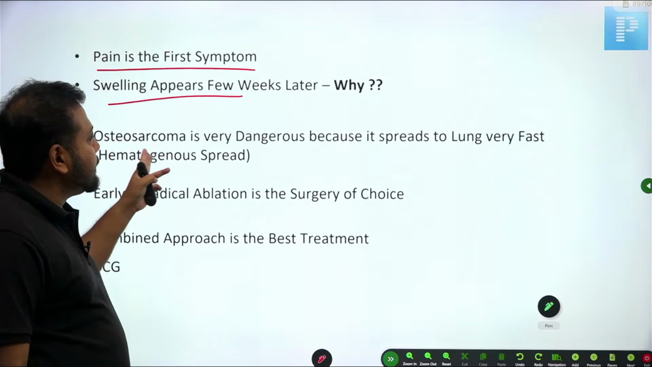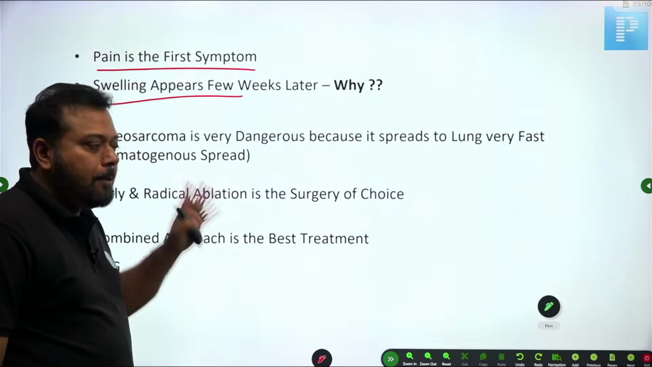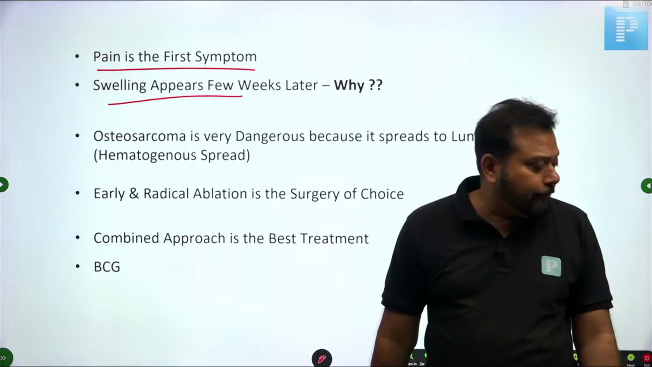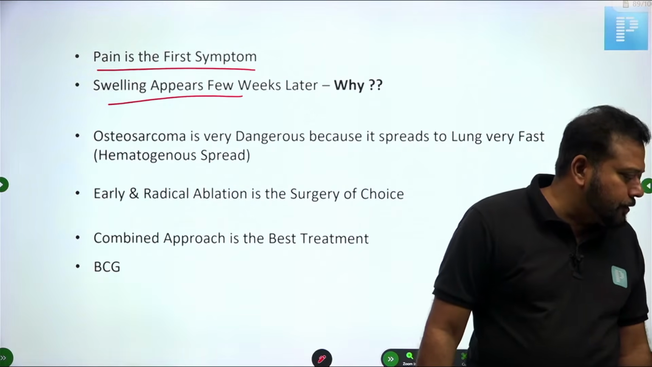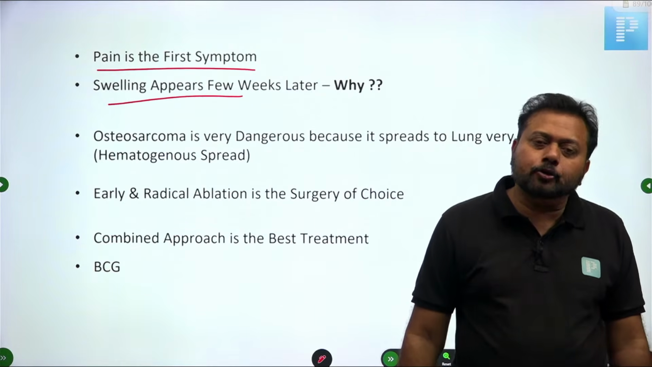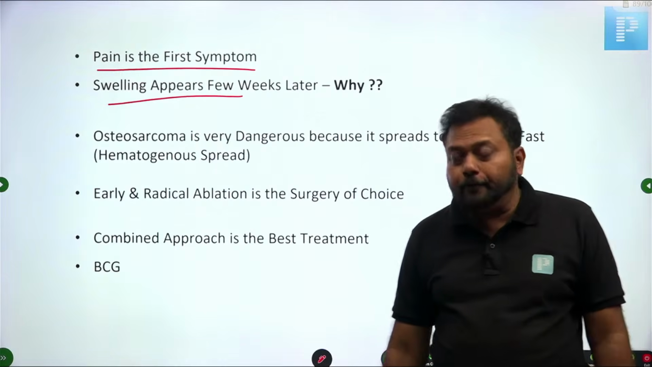This point is very important. Osteogenic sarcoma is very dangerous because it spreads to the lung very fast. Yes, Afridi, acute osteomyelitis is also from the metaphysis.